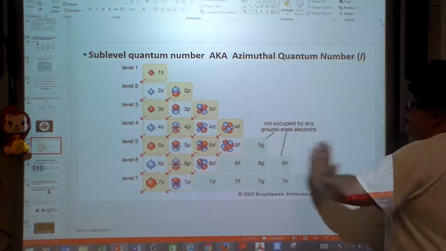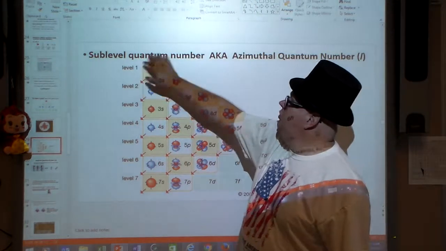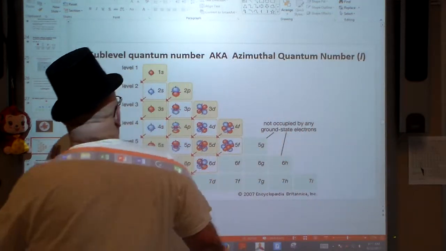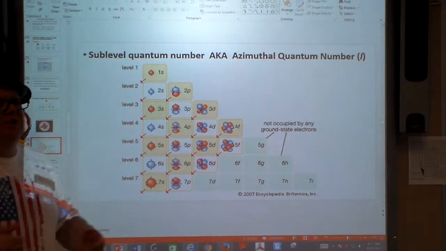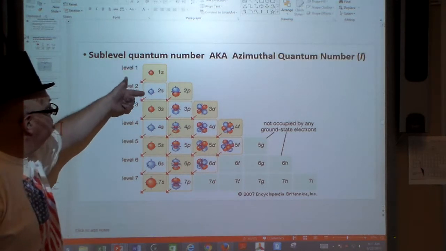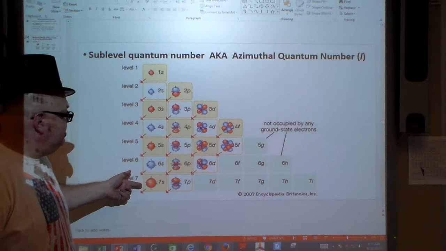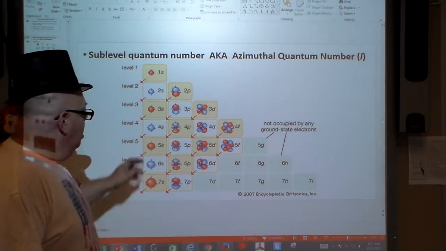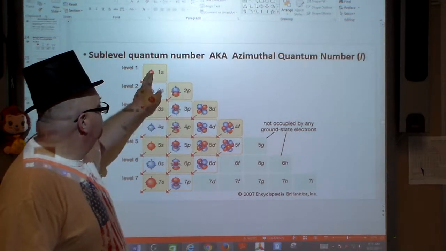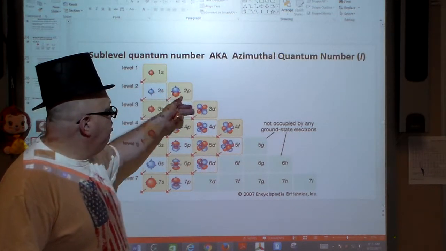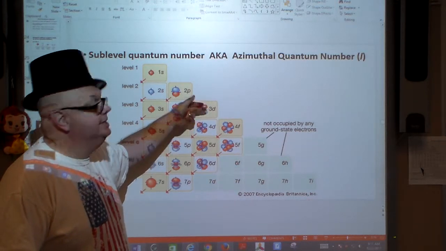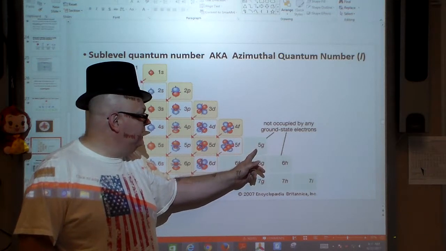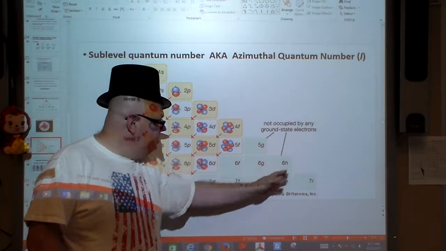So moving on, we're still looking at our sublevels here. Sublevel quantum number, aka azimuthal quantum number. I know, the $25 vocabulary word. That's okay. Just understand it's a sublevel. Okay? So there's level 1, 2, 3, 4, 5, 6, and 7. Is there an 8th level? Yeah, there is, but we're not going to worry about that. Now you notice that the higher the level you go, the more of these sublevel orbitals you've got. You say, but wait a second, what about 5 here? You got 5G and it's like a blank, and then you got all these others here that are blank.